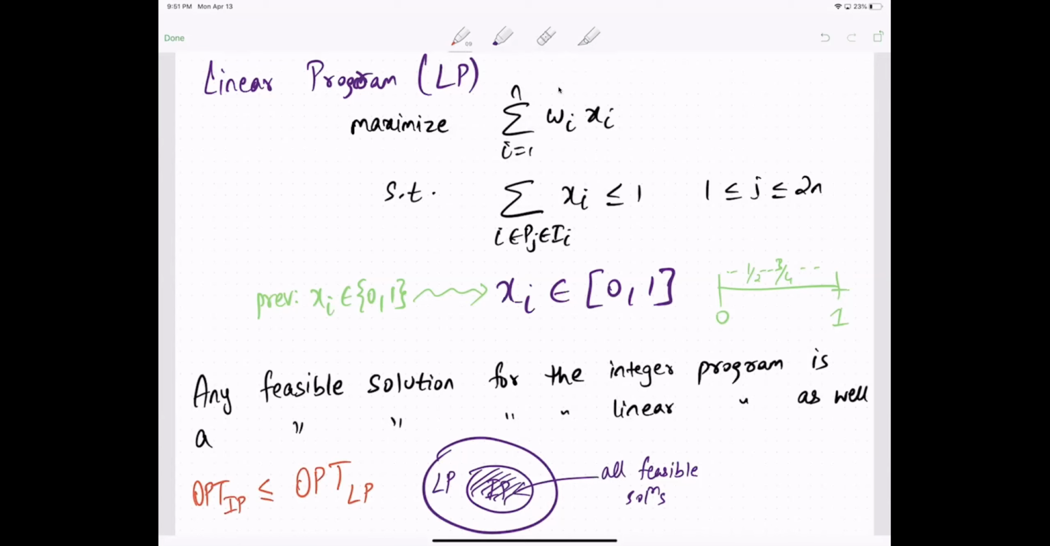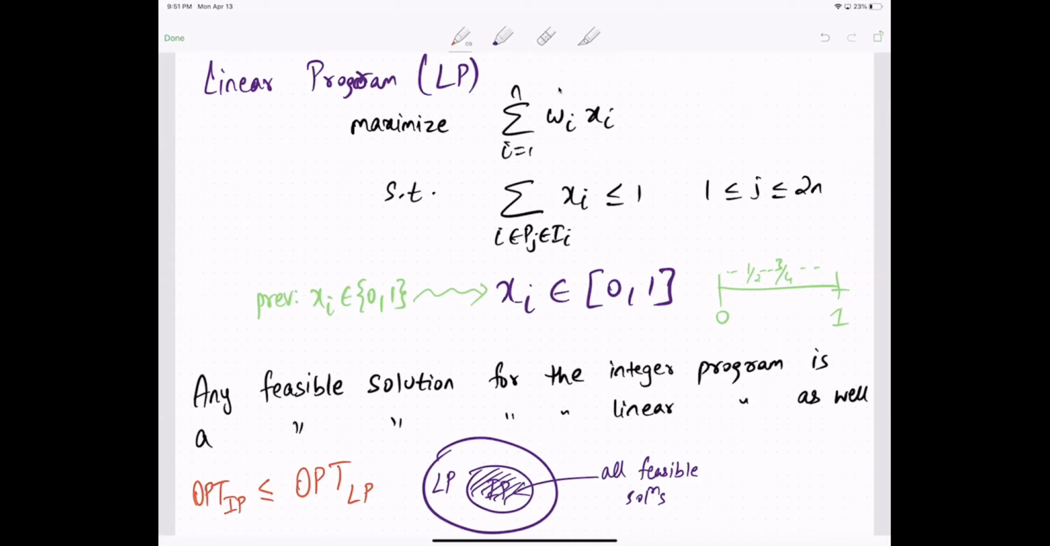Because you're allowing for more possibilities, right? So maybe there's some fractional assignment of xi's which can lead to a bigger value of the objective function, right? So because of that, opt of the integer program is less than or equal to opt of the linear program. Okay, good.